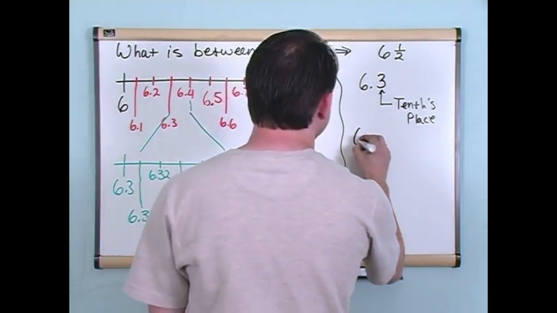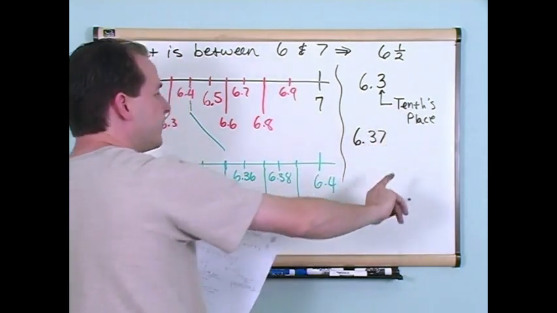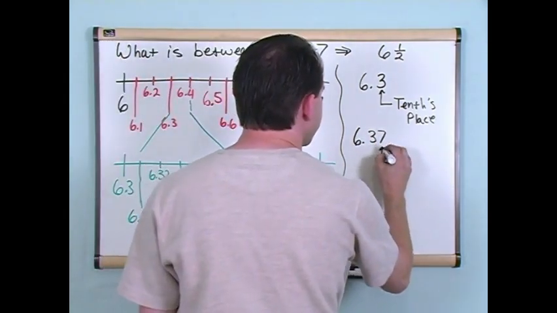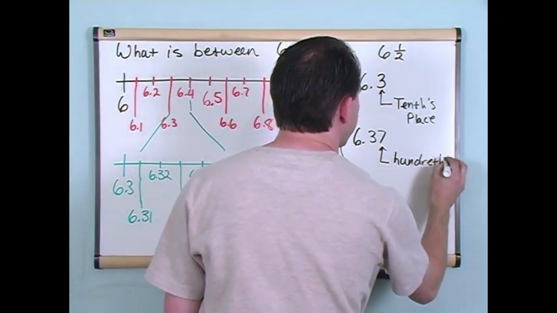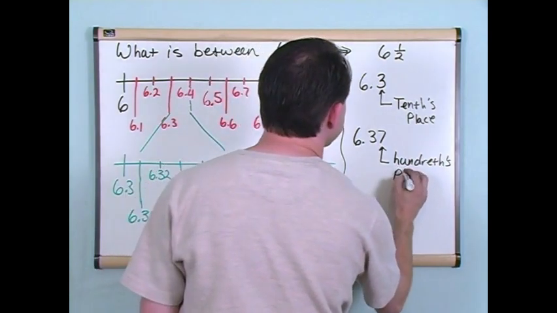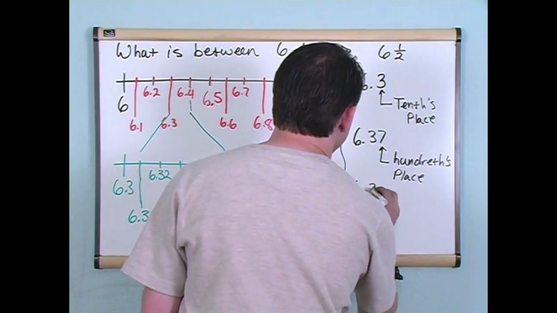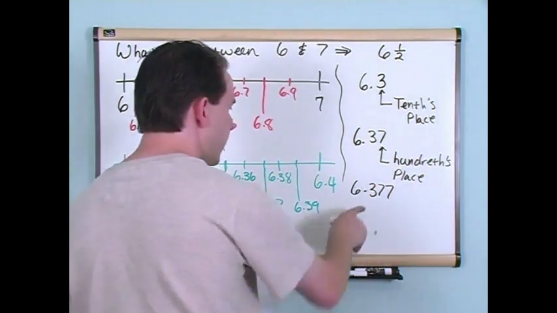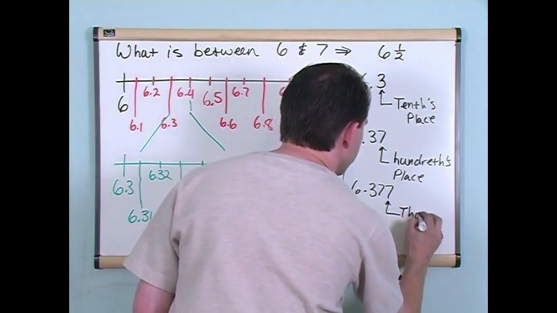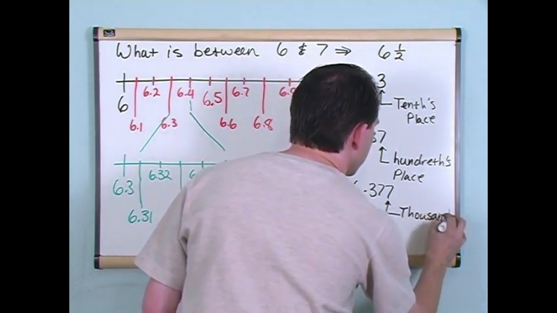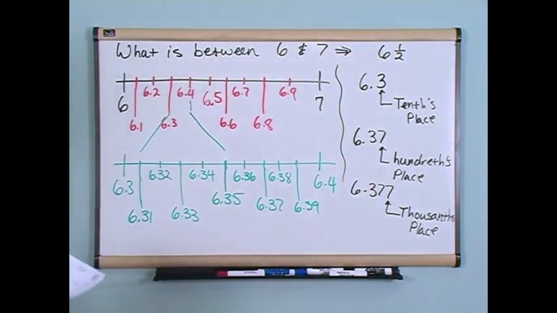So if you had a number like 6.37, remember this first digit is called the tenths place. Well, this second digit is called the hundredths place, okay? And then if you had something like 6.377, if you added another digit here, then this last digit would be called the thousandths place, and so on, okay?